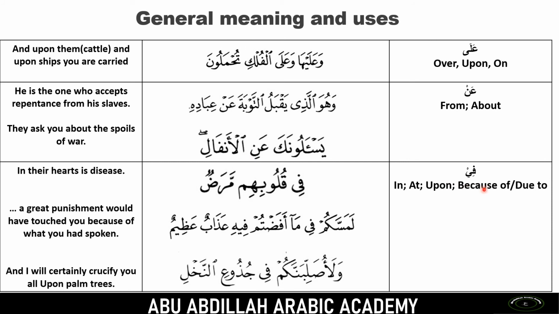Next we have fi. Fi now gives the meaning of either in, at, upon, or because of, or due to. So let us look at the examples. The first example is fi qulubihim marazun, that is in their hearts is disease. So fi here gives the meaning of in. So fi qulubihim, that is in their hearts, marazun, or disease.